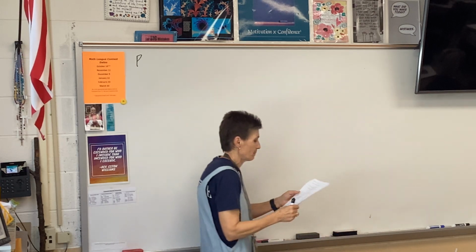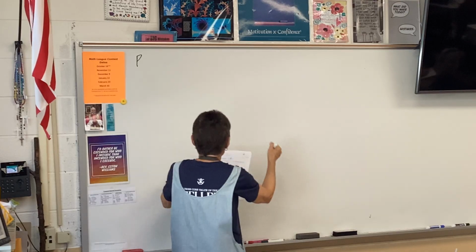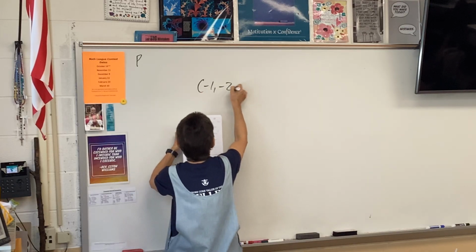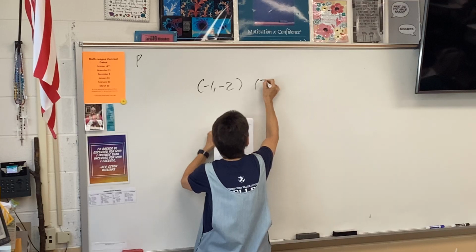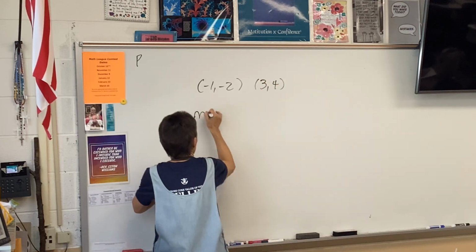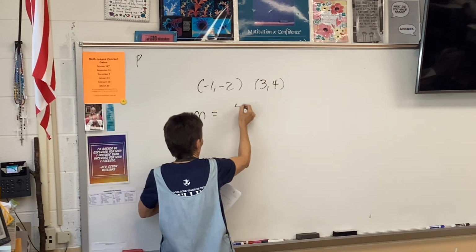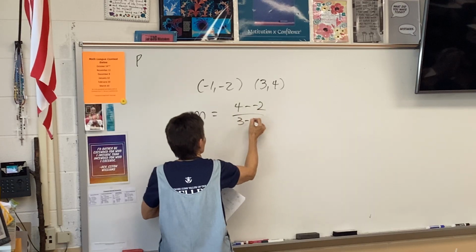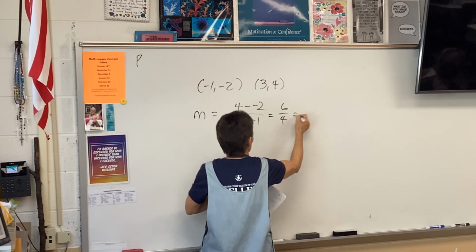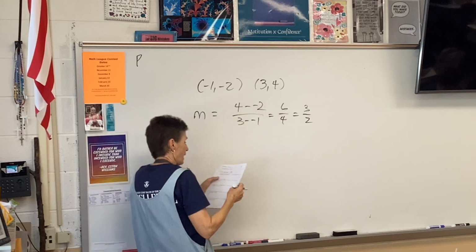Our points are (-1, -2) and (3, 4). What's our slope going to be? 4 minus -2 over 3 minus -1, that's 6 over 4, yep, 3/2, beautiful. How about the second one?